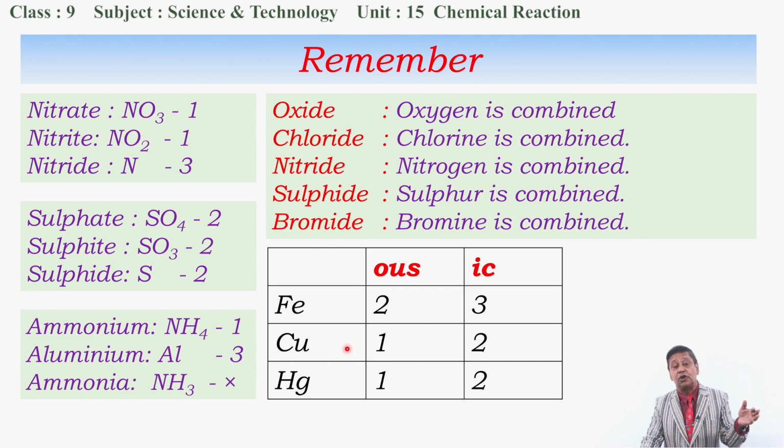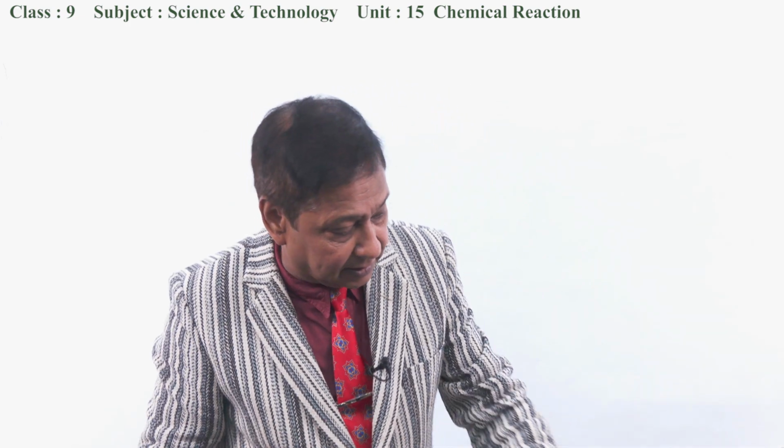In the same way, cuprous chloride at this time valency of copper is 1, but cupric chloride at this time valency is 2. Mercurous oxide valency of mercury will be 1 and mercuric oxide valency of mercury will be 2. After all this, now we are able to write the molecular formula of different compound. I want to give you example. Look at this.